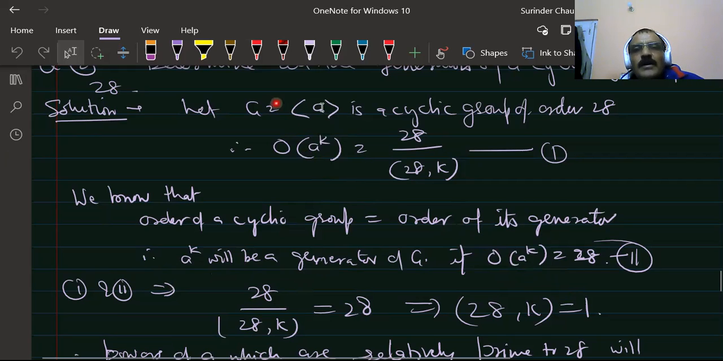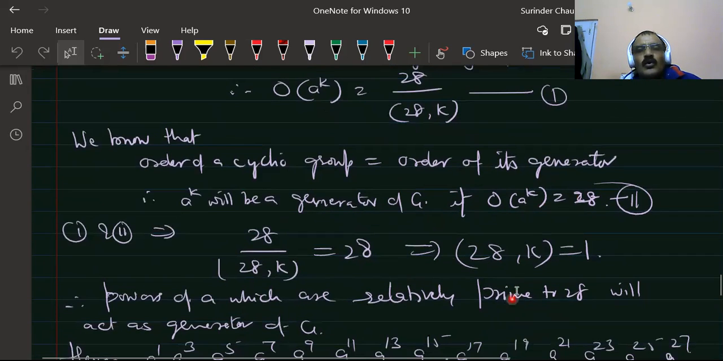A is generated by this; A is a cyclic group. So for A^k to also be a generator, the order of A^k must be 28. So we put 28 equal to 28 over the gcd. This equation simplifies and comes out to be the greatest common divisor of 28 and k is equal to 1. So those k's will act as generators which are relatively prime to 28.